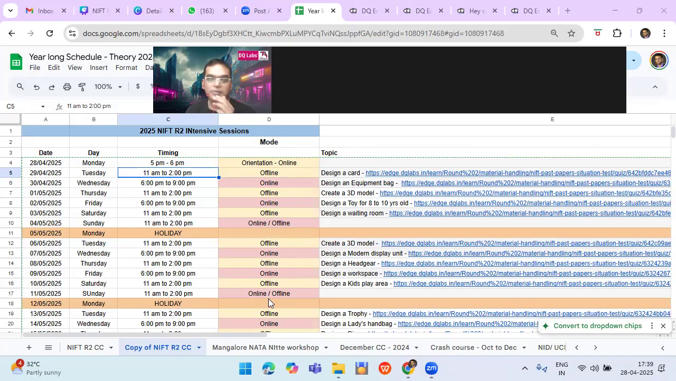But in fact, we do this counseling once your NIFT result is out. We suggest that whichever NIFT you get into, it's a good opportunity to go and join. Anyhow, we'll be discussing that particular counseling aspect in detail once the results are out. Now I suggest you focus on giving your best in your NIFT exam, the route to the situation test.